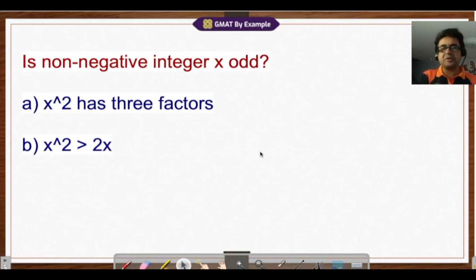Welcome back everyone. Today we are going to solve this number theory question that was discussed in my Facebook and WhatsApp group as part of daily practice problem. This is a very interesting question. It has some tricks up its sleeve.